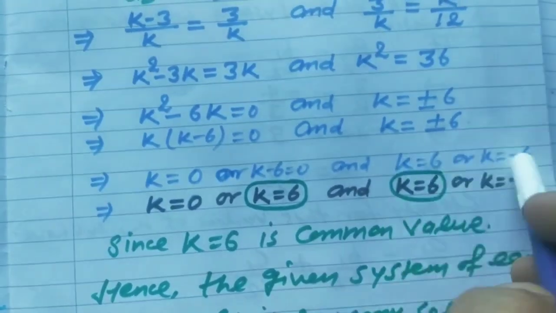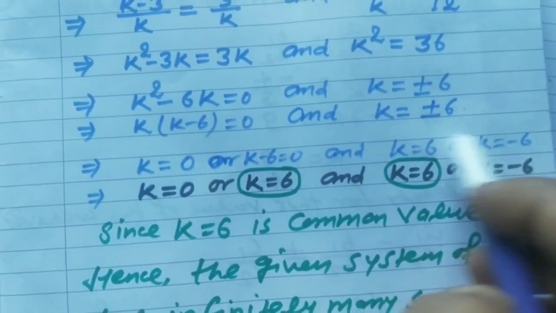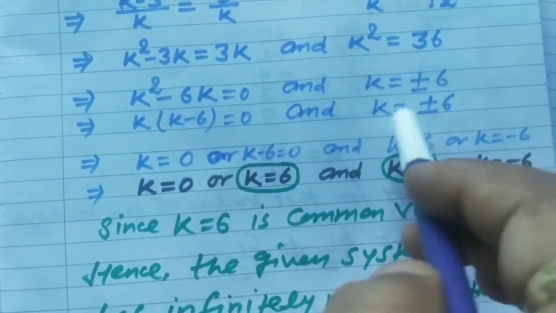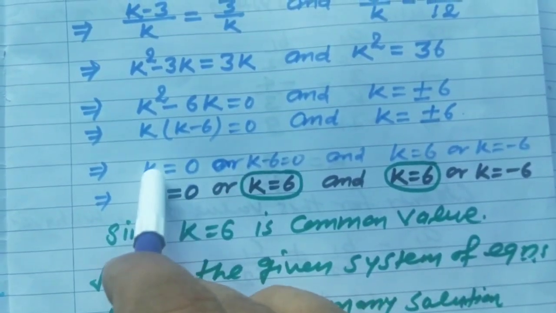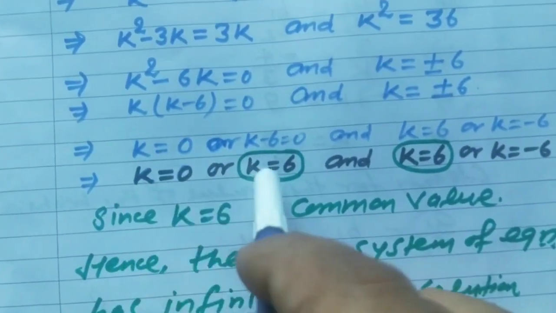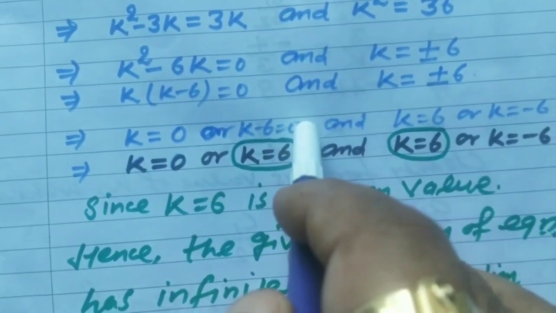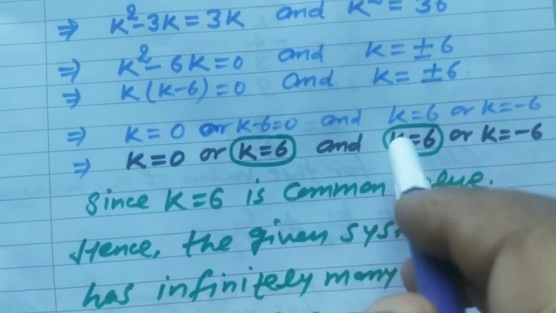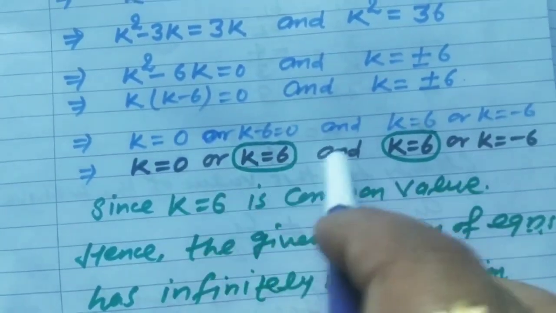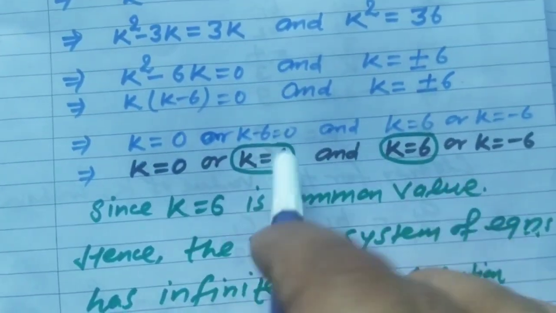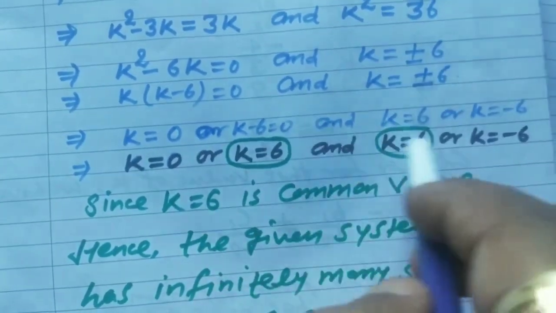Now we have separated it, we have written separately k is equal to plus 6 here and k is equal to minus 6. Now k will be equal to 0 plus 6 or k will be equal to 0 minus 6, which gives k is equal to 6 or k is equal to minus 6. Now see what is the common value of k in both.